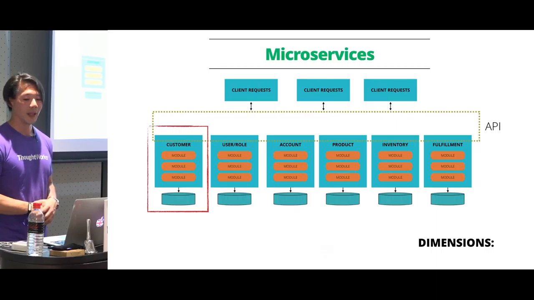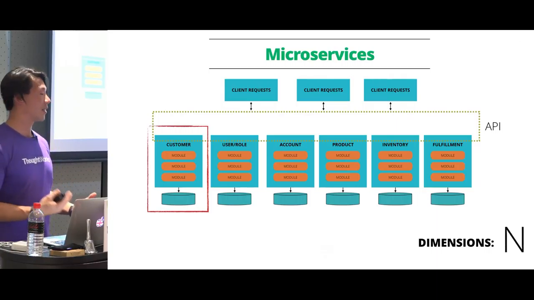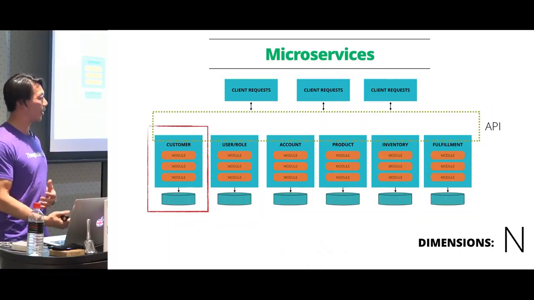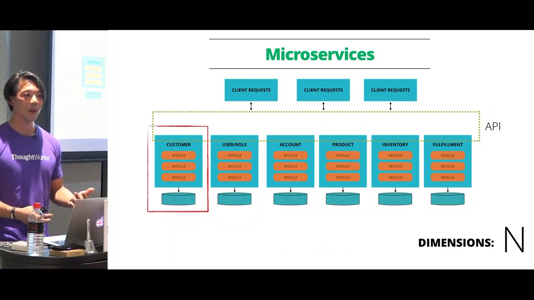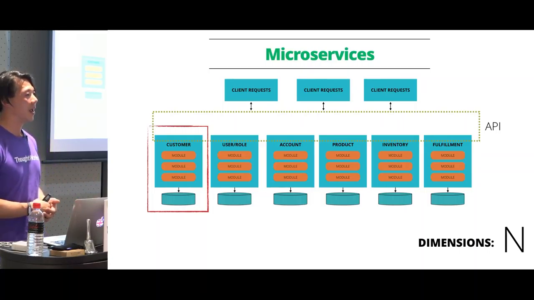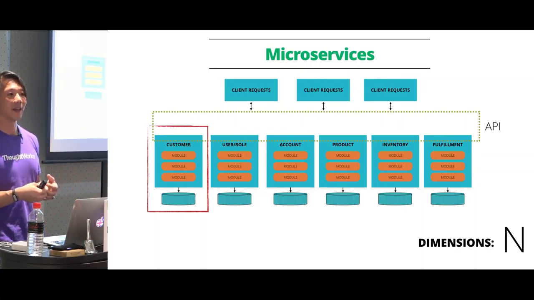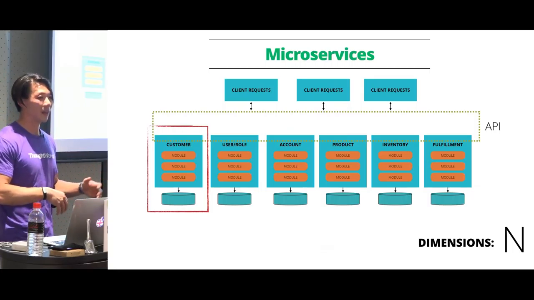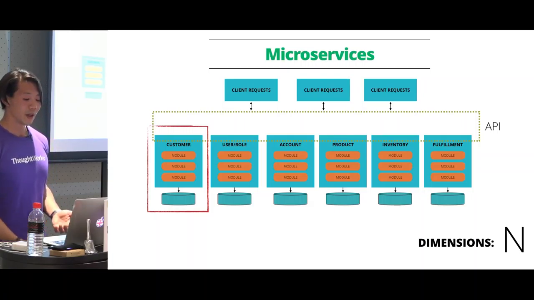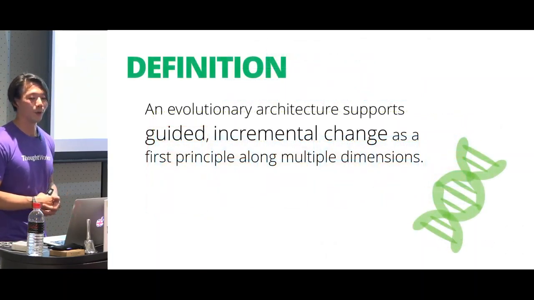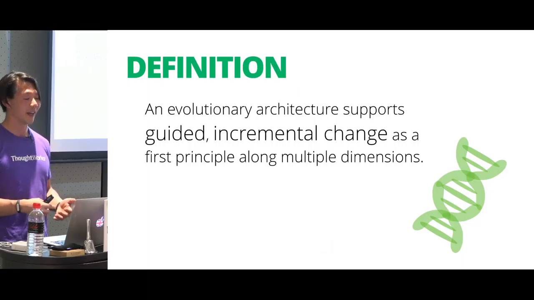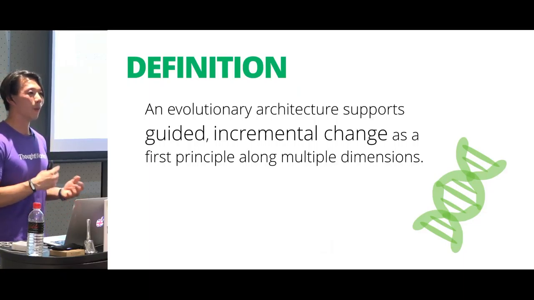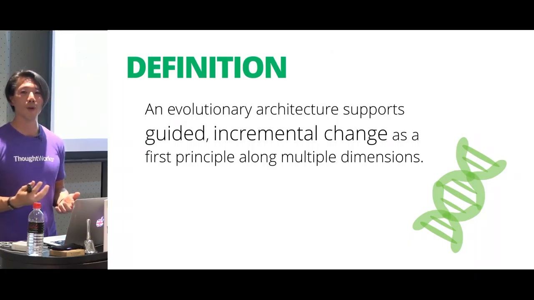And so this kind of style of architecture, when done well, actually supports change in a couple of different ways. We can support new technology at an incremental level. We can choose the right tool for the right job. And we hopefully can understand business change that is only affecting one part of the system at a time, rather than everything. So we can go back to our definition of an evolutionary architecture: supporting guided incremental change as a first principle among multiple dimensions. And hopefully you're starting to get an understanding about what it looks like.